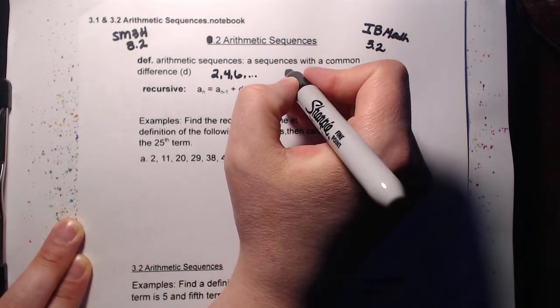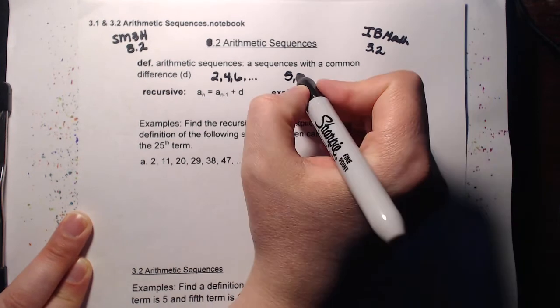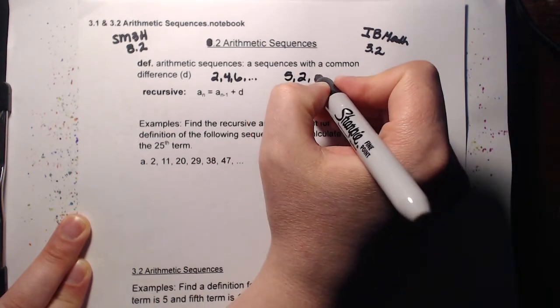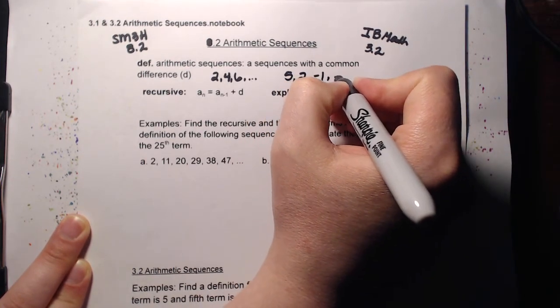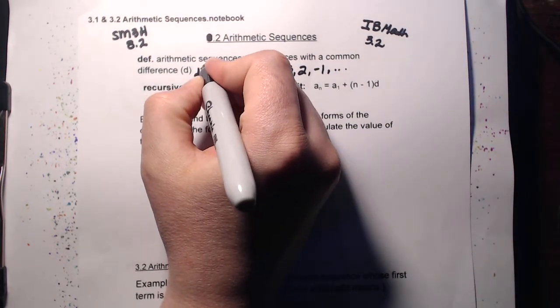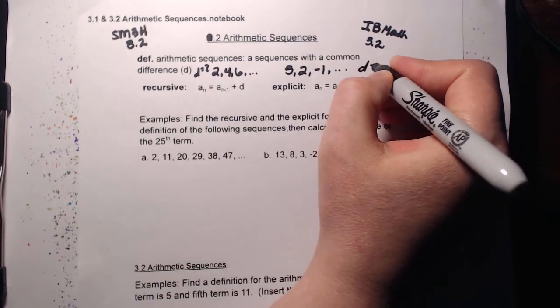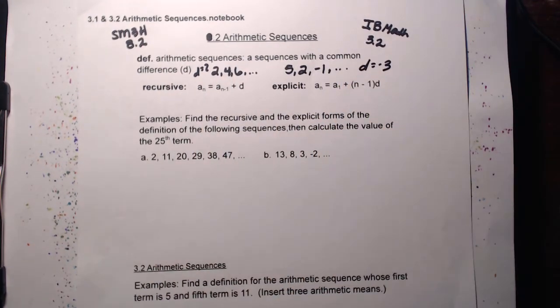Or we could do 5, 2, -1. Each time I'm subtracting 3. So it has a common difference. The difference on this one being 2 because we're adding 2 each time. The difference on this one being -3 because we're subtracting 3 each time.